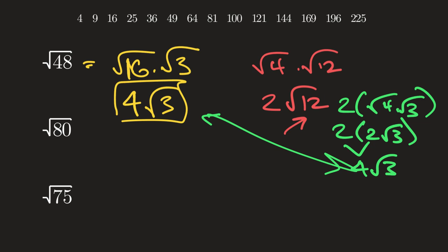Okay? Let's go to the next one. Let's go to root 80. Well, 80's not on the list, is it? Obviously, 80's not on the list. So we're going to get our 2 radicals going here.